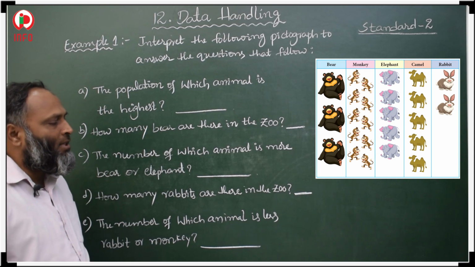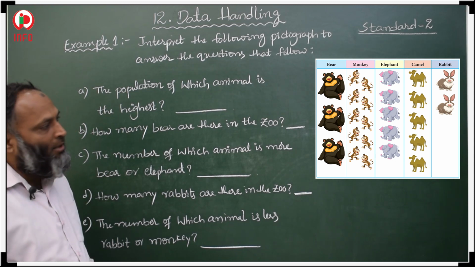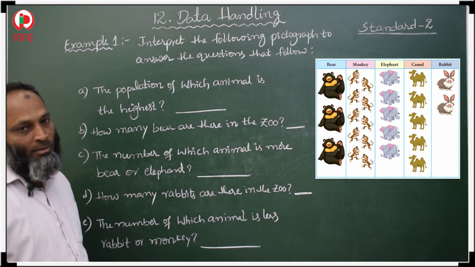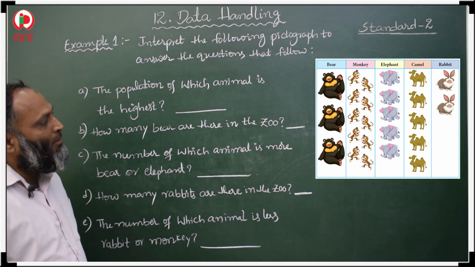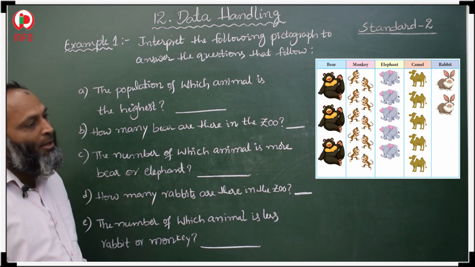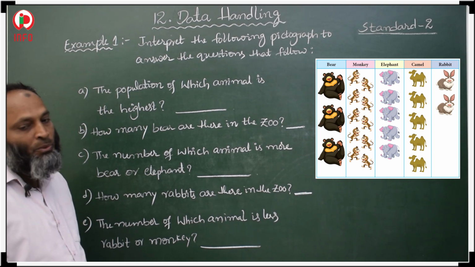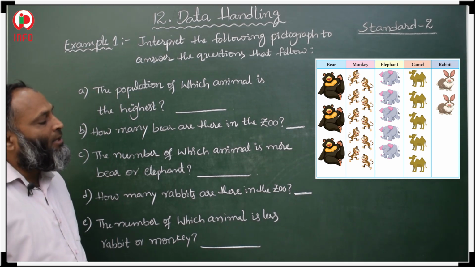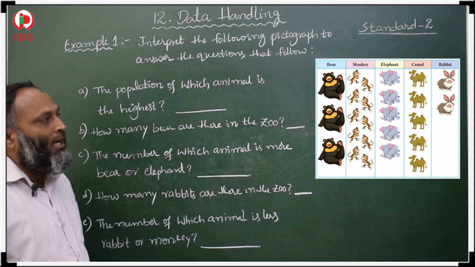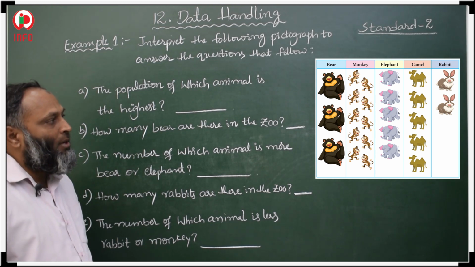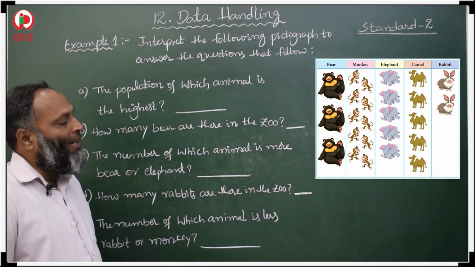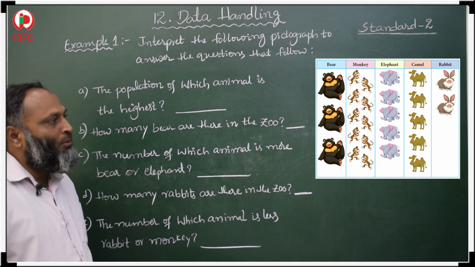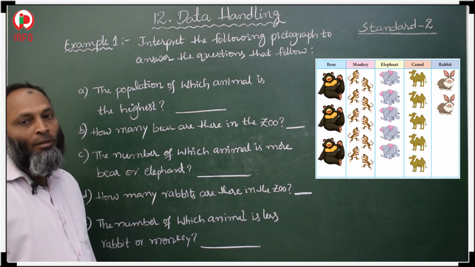In a pictograph, the pictures represent the number of animals. First, the number of birds is given. How many birds are there? 1, 2, 3. 3 birds are there. Then in the second, how many monkeys are there? 1, 2, 3, 4, 5, 6, 7, 8, 9, 10. 10 monkeys. Then how many elephants are there? 1, 2, 3, 4, 5. 5 elephants.